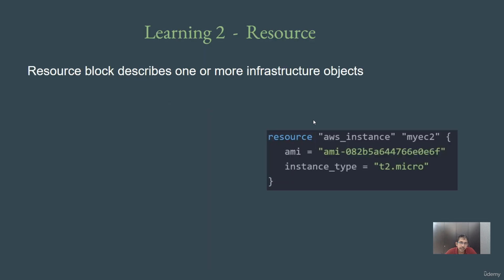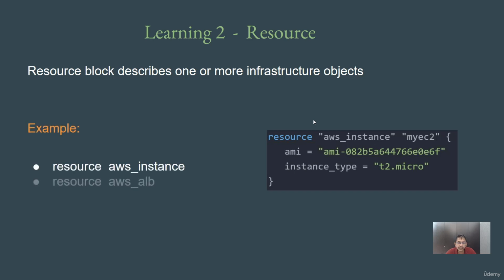The second important learning for today's video is the resource block. So at a high level overview, a resource block describes one or more infrastructure objects associated with a provider. For example, in this screenshot, you have specified resource of aws_instance. So this describes that you want to create a new EC2 instance in AWS. If you want to create a new user in AWS or maybe a new database in AWS, then this resource block will change. For example, there can be multiple resource blocks.